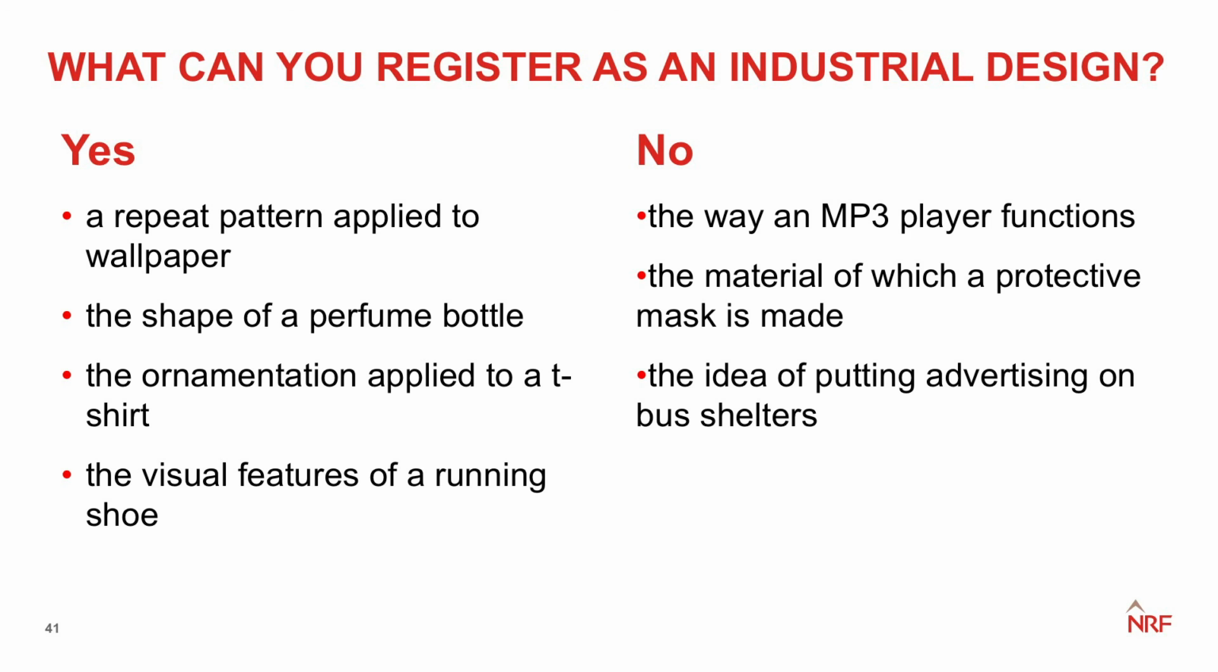If the material is what is causing the specific pattern or quality that you want to protect, then again, we're going more towards a functionality use, and it wouldn't be registerable. The idea of putting advertising on bus shelters. So similar to copyright, if it's touching an idea and not a physical fixation, if it's touching anything that would be covered by another law, like more of a trademark situation, then you're better off going for your trademark and not so much an industrial design.